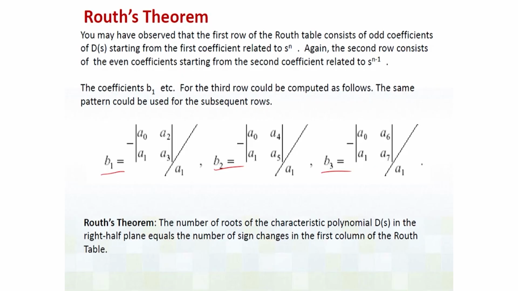Routh's theorem tells us that the number of right half plane poles, that means the unstable situation, is equal to the number of sign changes in the first column of the table. So, using that you can check the stability of the system. This is where we end this lecture, and then we will talk about the root locus part of it, that is where the roots go. Thank you.